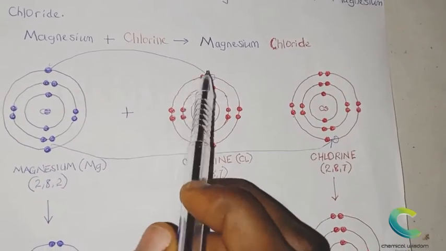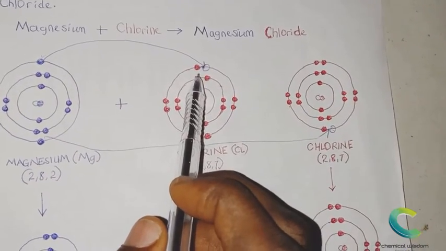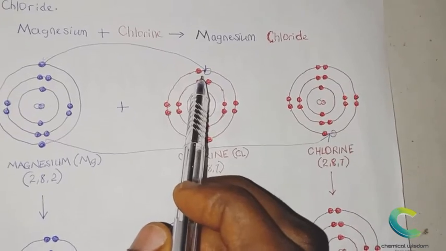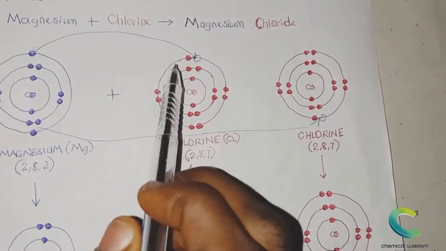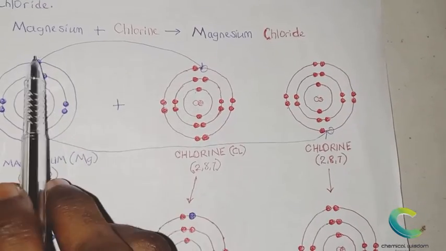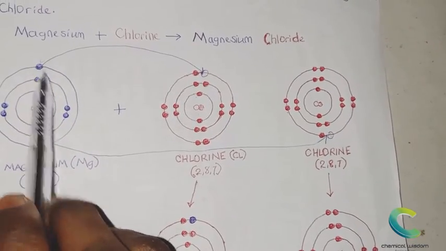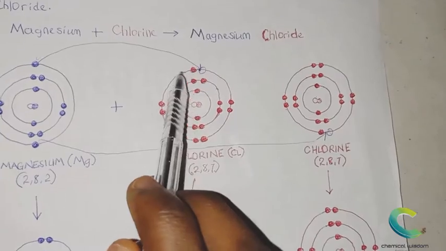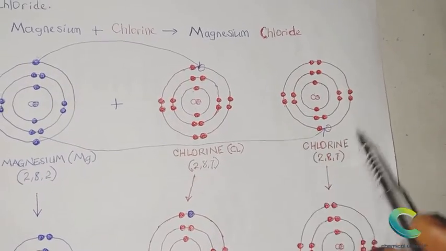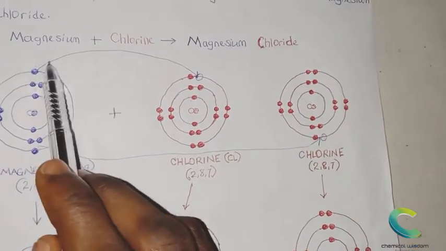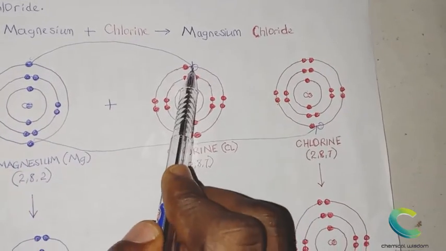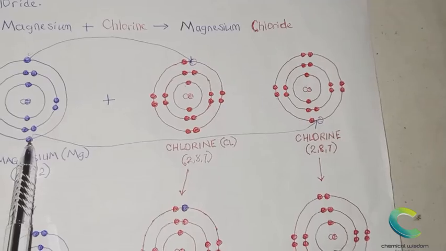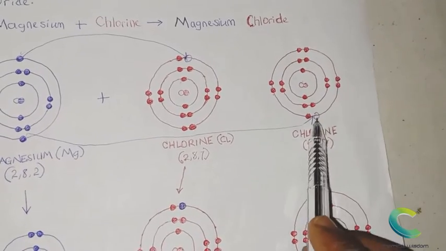So the chlorine needs only 1 valence electron. It's electronegative, so it accepts electrons. It needs only 1 valence electron to complete the outermost shell. And the magnesium cannot transfer the 2 valence electrons to a single chlorine atom. That's why a second chlorine atom comes into play. The first valence electron from the magnesium gets transferred to the first chlorine atom, and the second valence electron gets transferred to the second chlorine atom.